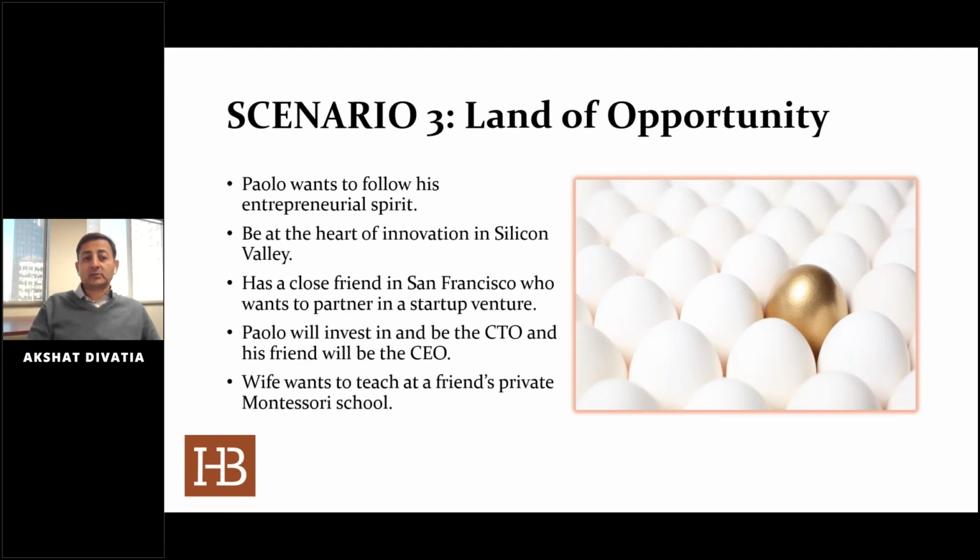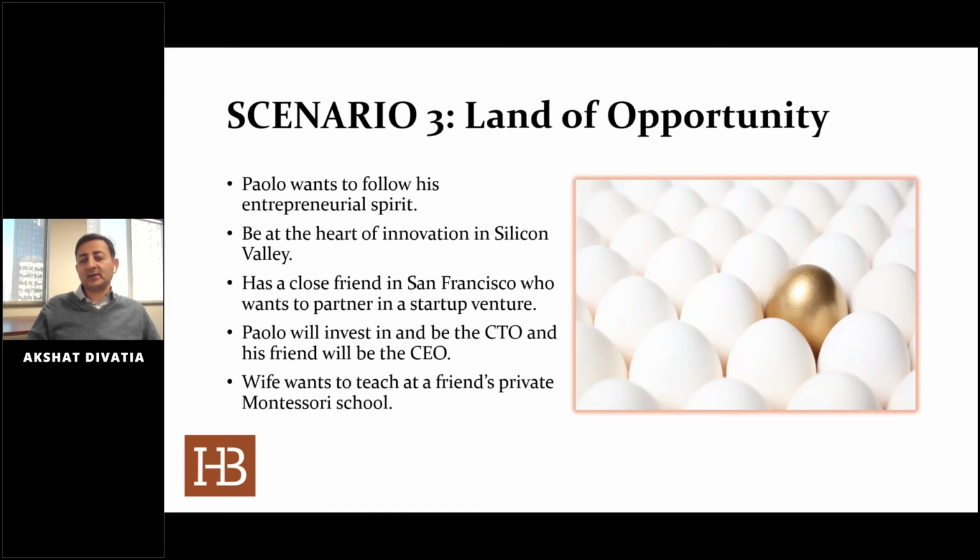All right, let's switch gears now, and let's talk about Paulo's entrepreneurial spirit. So let's say that he wants to leave his company, and instead of working for anyone, he wants to be at the heart of innovation in Silicon Valley. He wants to start his own company. He's going to team up with somebody who's a U.S. citizen, who's based in the U.S., and who can help contribute to the startup costs. In that setting, Paulo will be the chief technical officer, and his friend will be the chief executive officer.